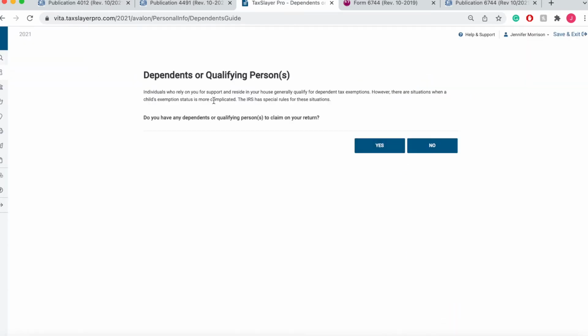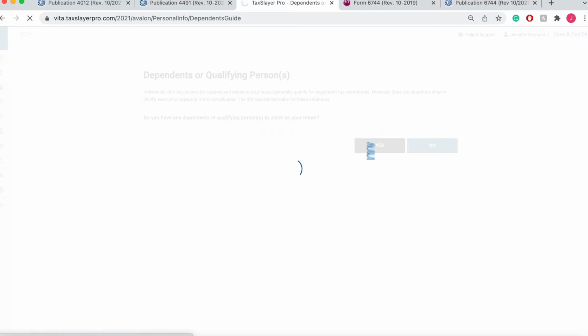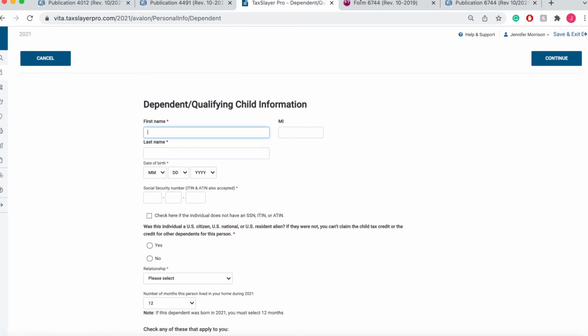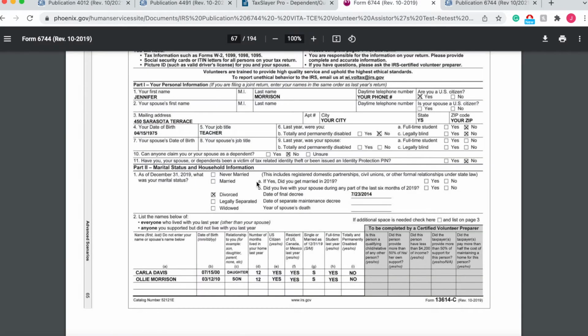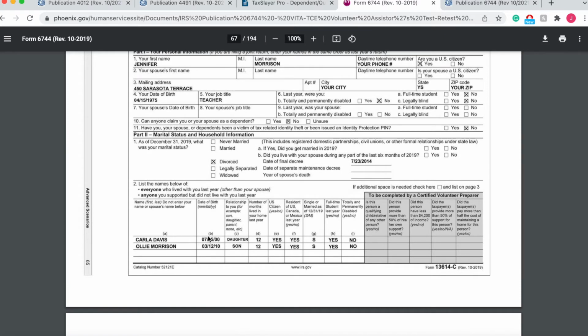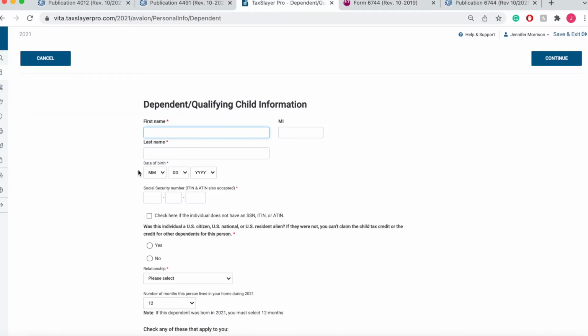And so dependents and qualifying persons. This is basically asking us if there are any dependents or qualifying persons that we want to claim on the return. And since we went through the chart already, we know that yes, in fact, we have 2 qualifying children. And so we're just going to go through them in order here. The first one here is Carla Davis. So we're going to start to import her information.